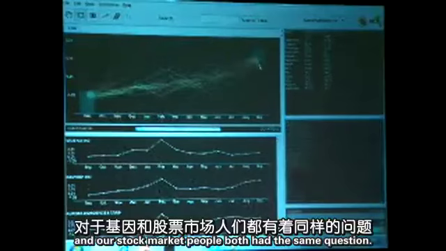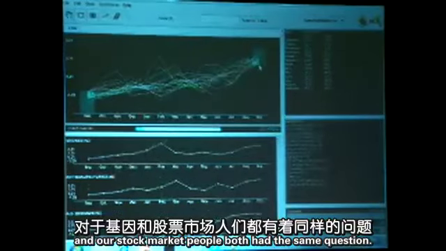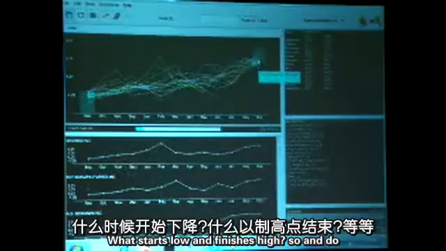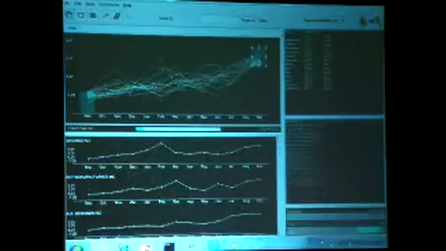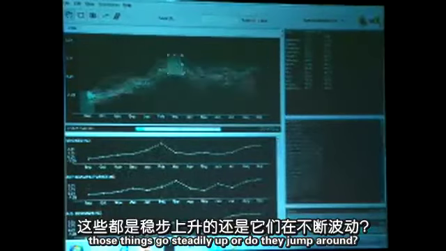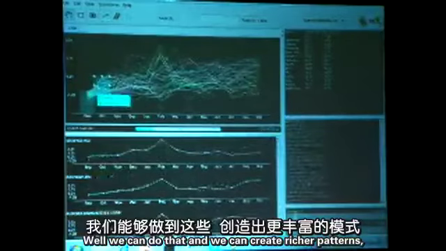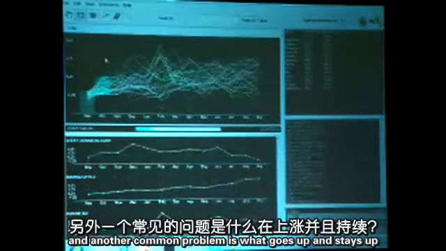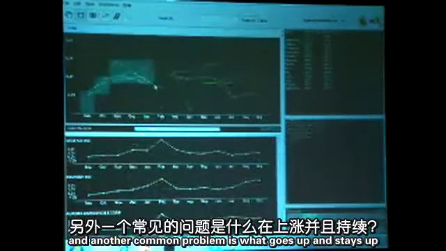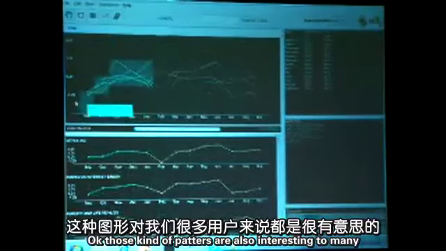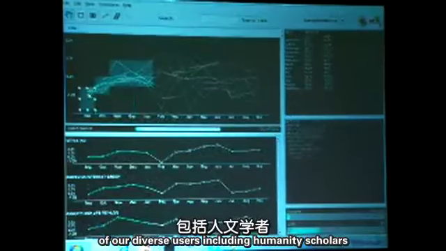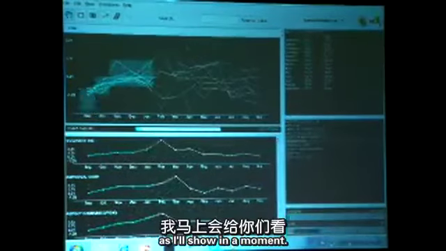Our gene experts and our stock market people both had the same question: what starts low and finishes high? And do those things go steadily up, or do they jump around? Well, we could do that, and we can create richer patterns. Another common problem is what goes up and stays up. Those kinds of patterns were also interesting to many of our diverse users, including humanities scholars, as I'll show in a moment.